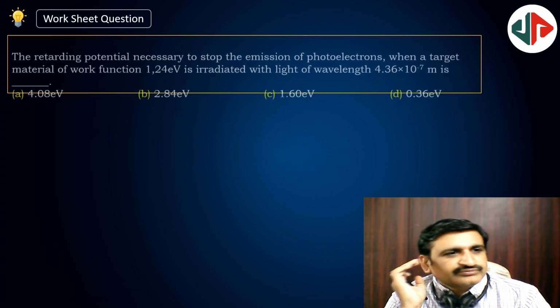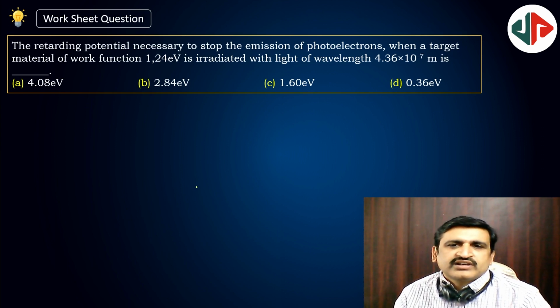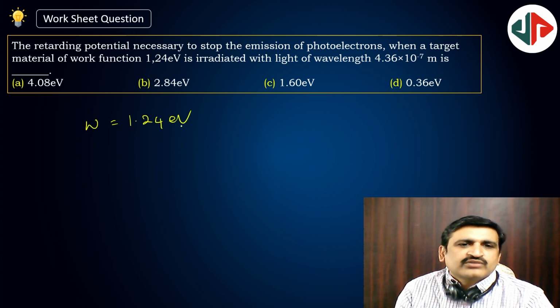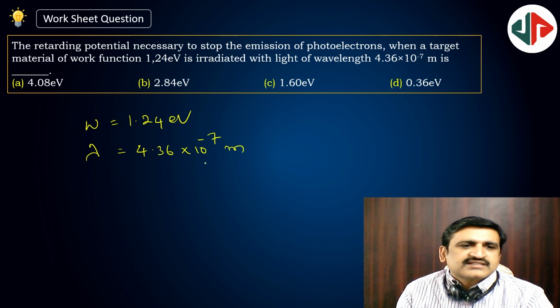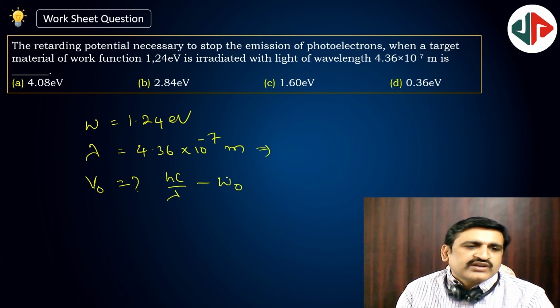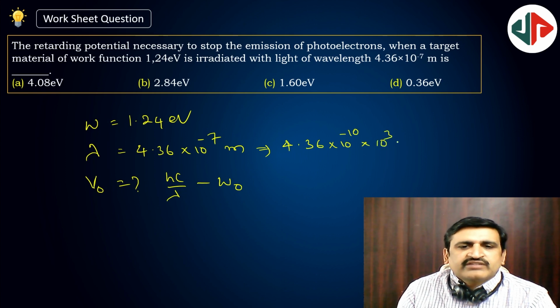Right? Next. The retarding potential necessary to stop the emission of photoelectrons when a target metal of work function W equal to 1.24 electron volt is irradiated with light of wavelength lambda equal to 4.36 into 10 to the power of minus 7 meters. Stopping potential is how much? Stopping potential is given by energy hc by lambda minus work function. So the corresponding wavelength is 4.36 into 10 to the power of minus 10 times 10 power 3, so it will be 4360 angstroms.